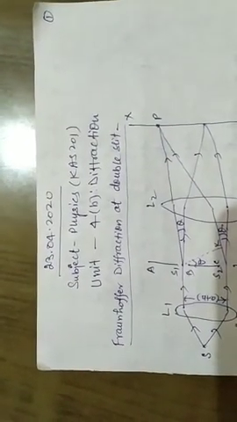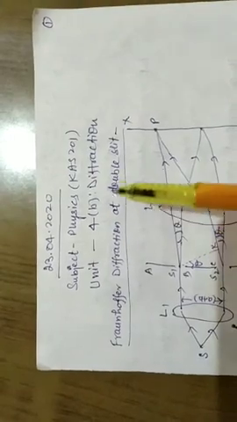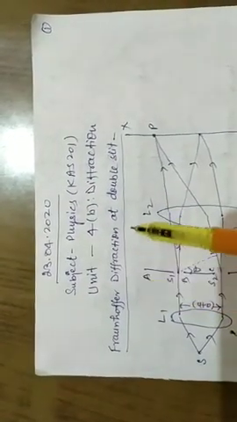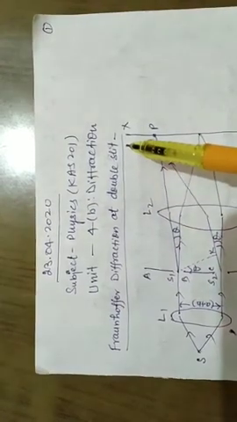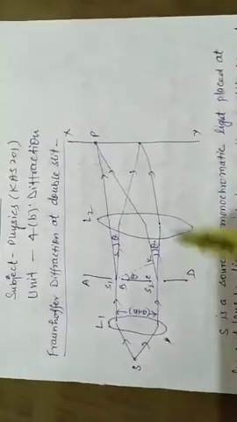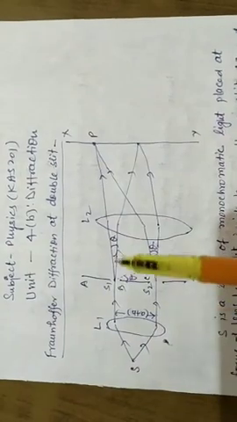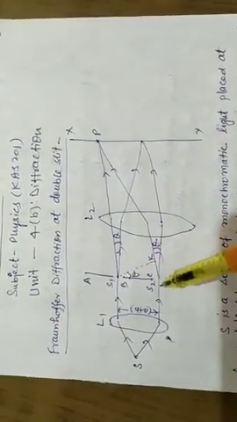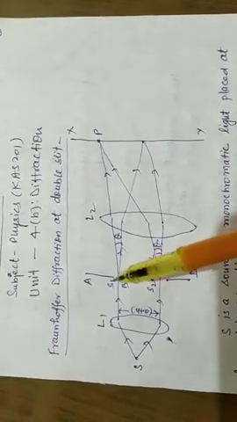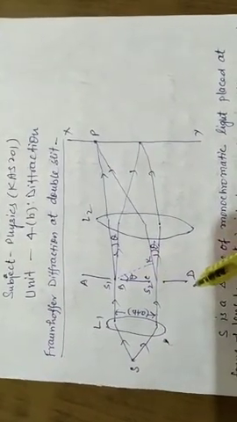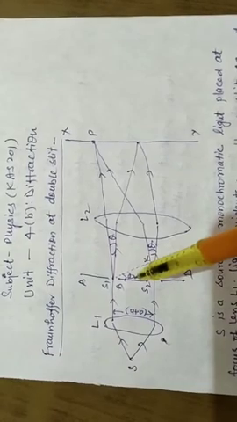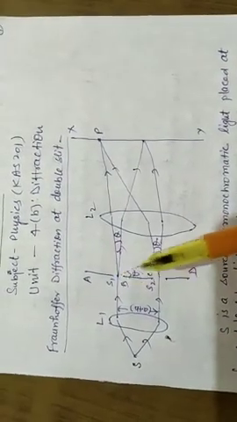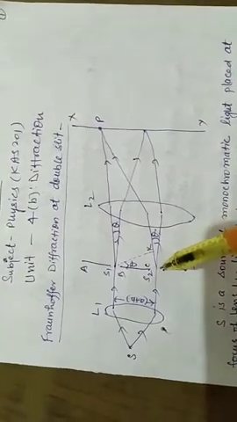Dear students, today we are going to discuss the Fraunhofer diffraction at double slit. In this figure, we are looking at two slits S1 and S2, named AB and CD, whose separation is small b, while the width of each slit is small a.